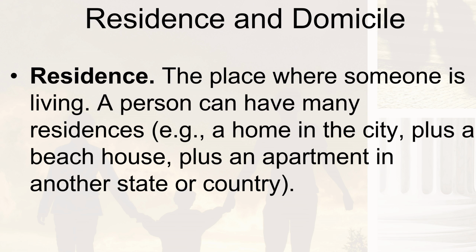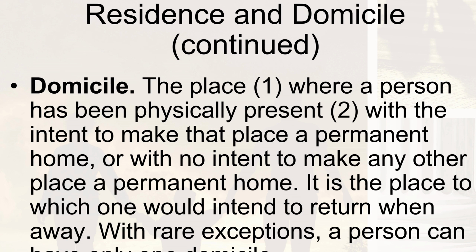A person can have many residences, so they can have a home in the city, plus a beach house, and an apartment in another state or country. Domicile, on the other hand, is a place where a person has been physically present with the intent to make that place a permanent home or with no intent to make any other place a permanent home. It is a place to which one would intend to return when they're away. With rare exceptions, a person can really only have one domicile.